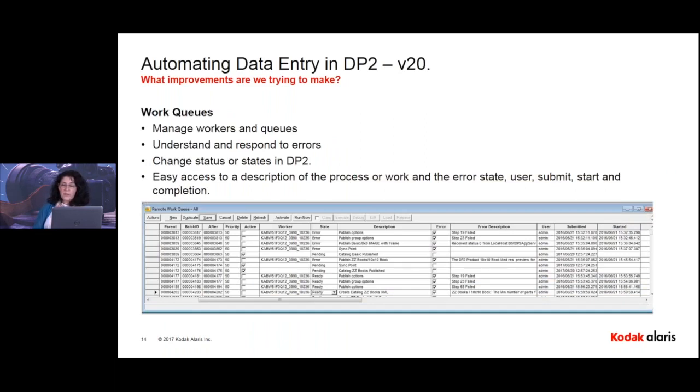So work queues, one of the very high level concepts around the work queues is the amount of stuff you can do and see. You can understand and respond to errors, right? You can see why it errored out. You can see the description of what it was doing in the first place. So it really gives you easy access to all kinds of information within the database that's also stored until it's deleted, depending on what your workflow is, so that as a production manager, you can really get a sense of what's happening and manage it accordingly.